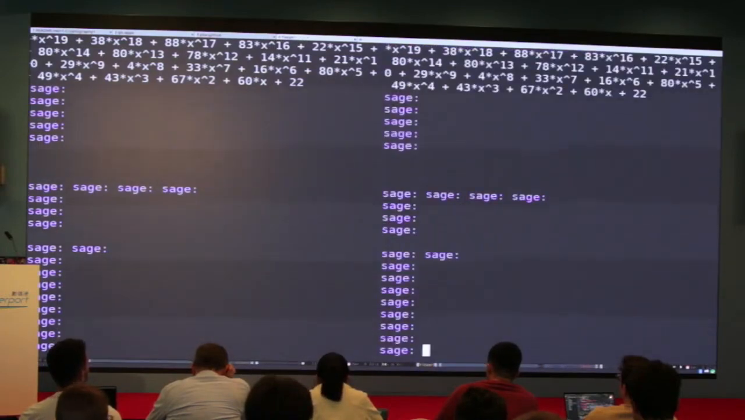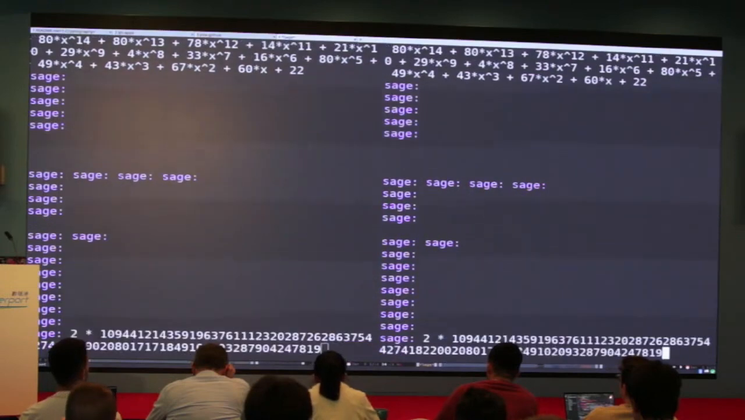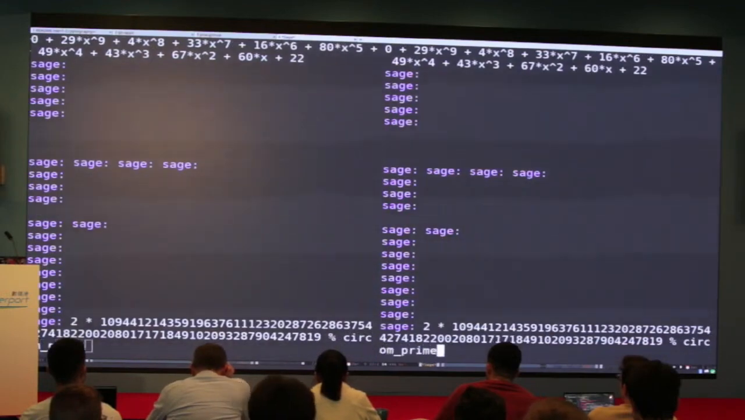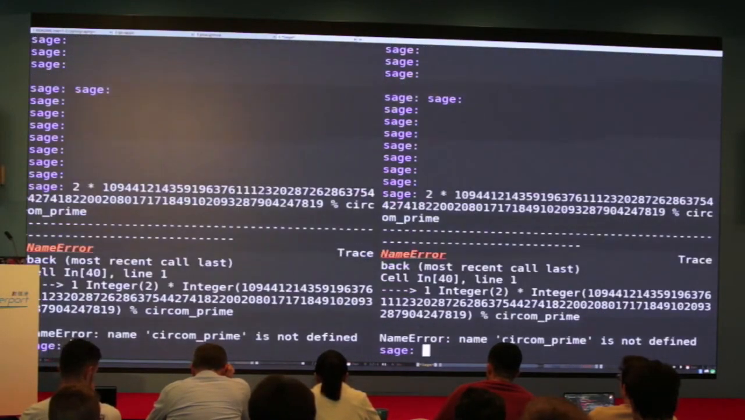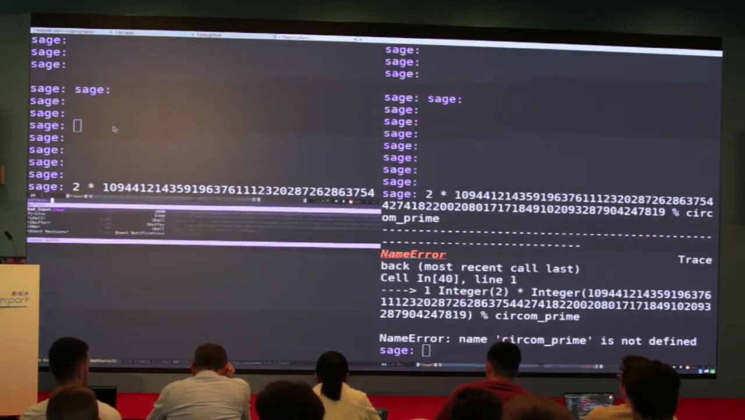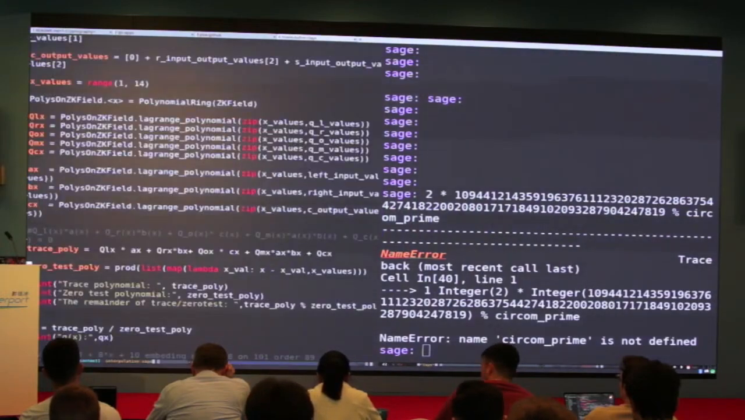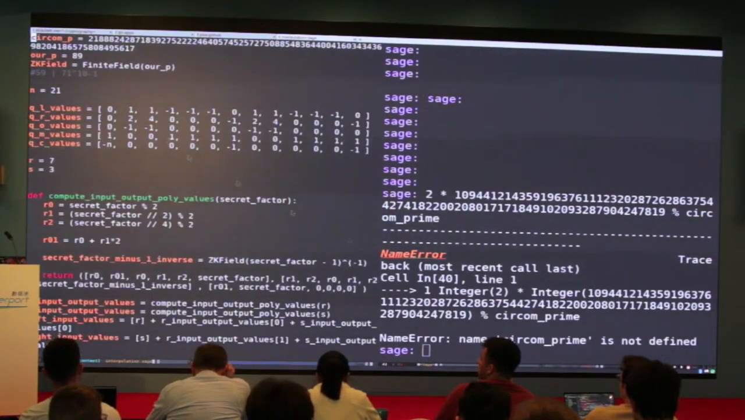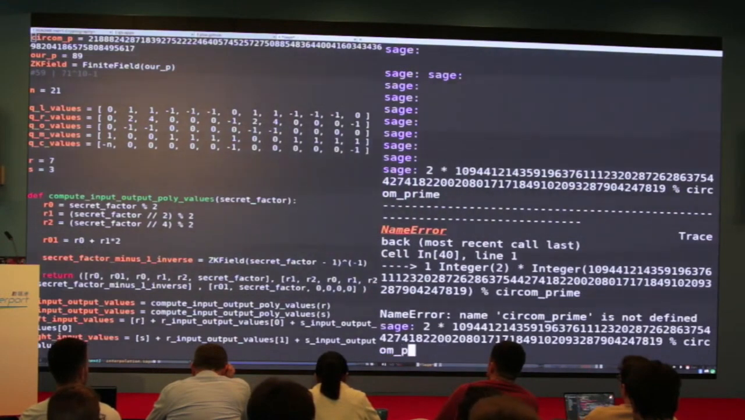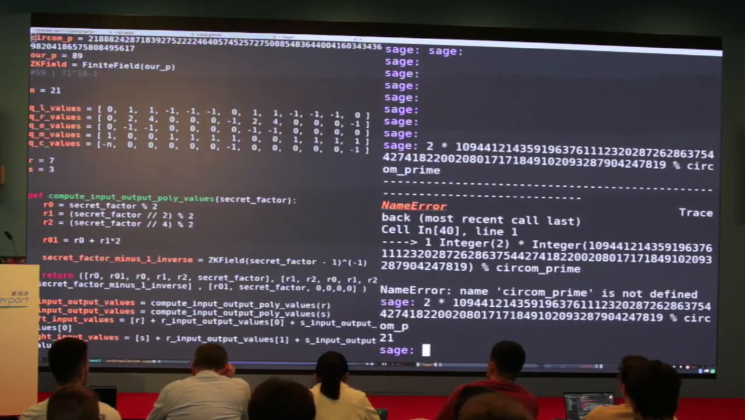Right? So if I multiply 2 by this huge number, mod, I called it circom prime, I think. Circom prime. I don't know. Let me look at the Sage. Interpolation.sage. Oh, circom underscore P. Sorry. You see? So under the circom prime, this number is 21.